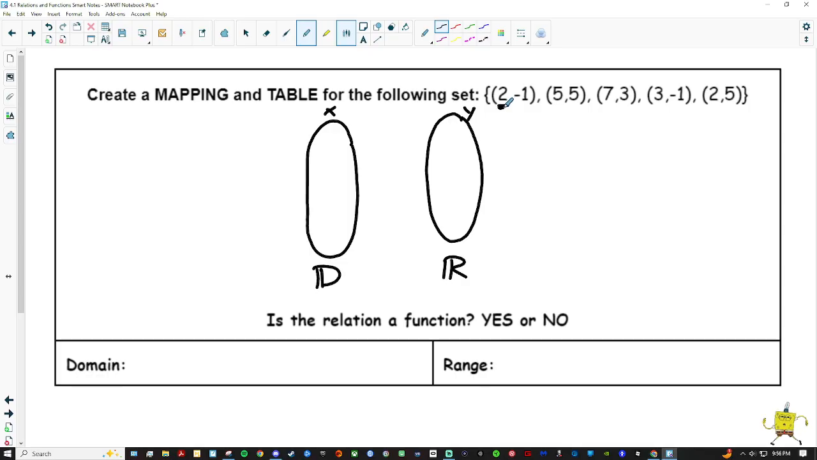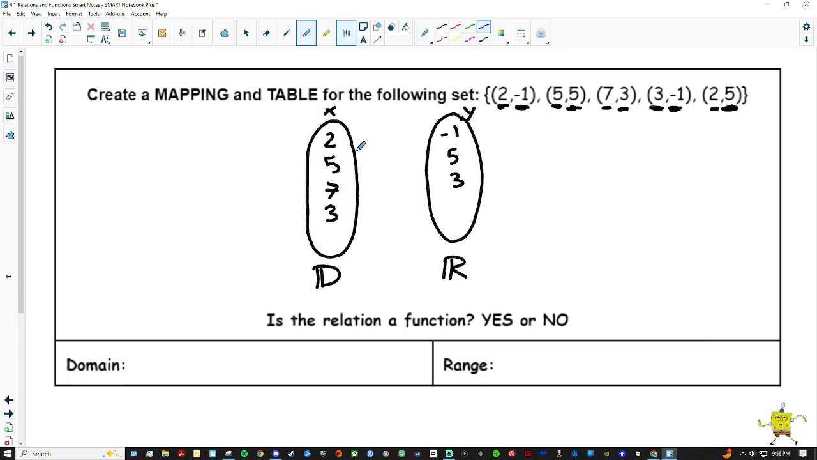So I just need to plug in a 2, a 5. I'm putting in all my x values. A 7, a 3, and a 2. Now, I already have a 2, so I don't need to write it a second time. Now I'm going to do the same thing for my y values. -1, 5, 3, -1. I already have a -1. I don't need to do it again. And 5. I already have a 5. I don't need to write it again.